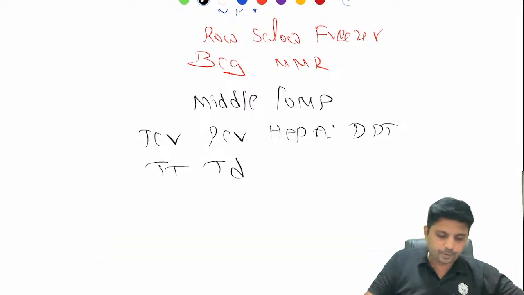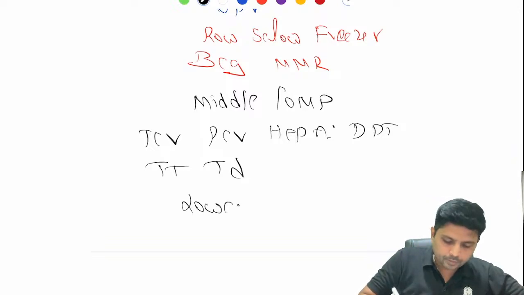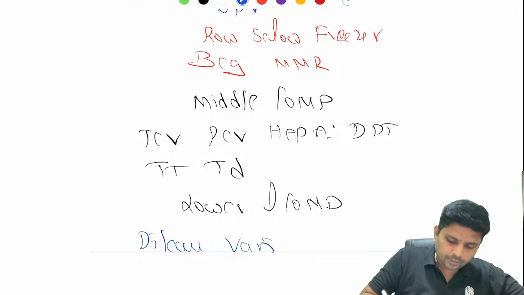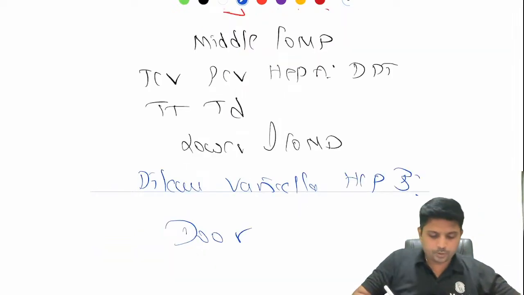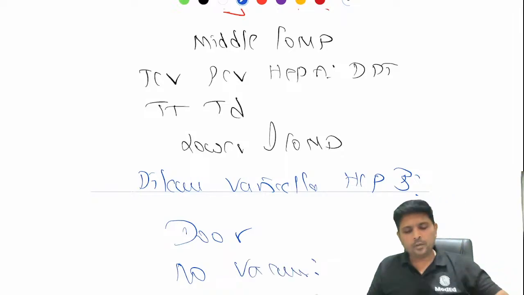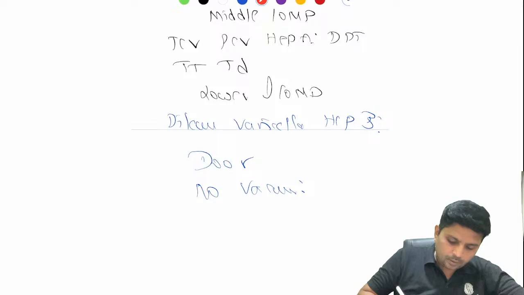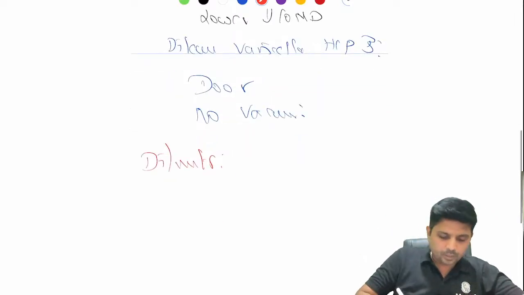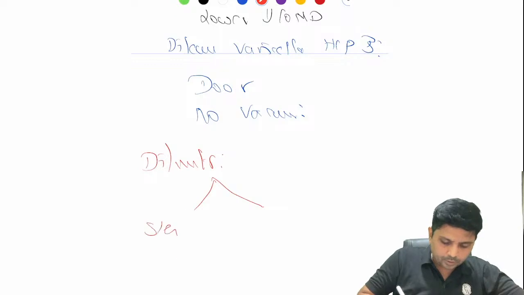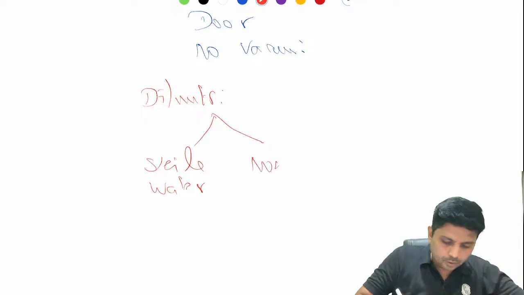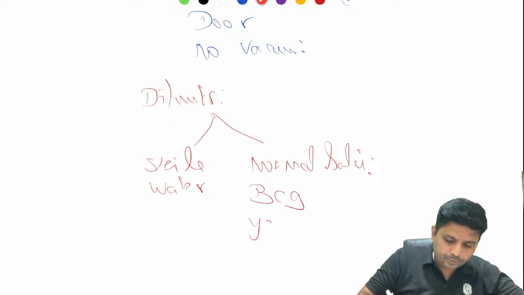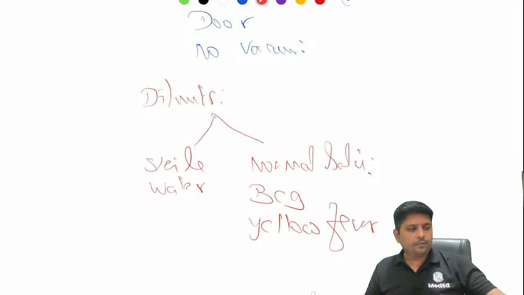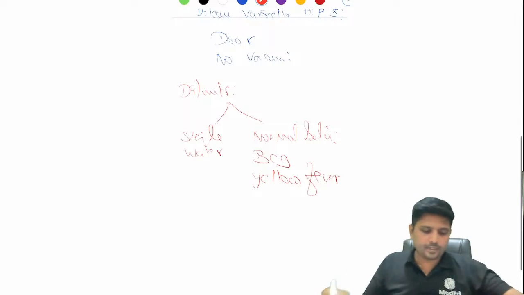All these vaccines are kept in the middle compartment. The lower compartment is where you keep diluents, varicella, hepatitis. What are all the diluents you know? Majority of them use sterile water, but some use normal saline, mainly for BCG and yellow fever.